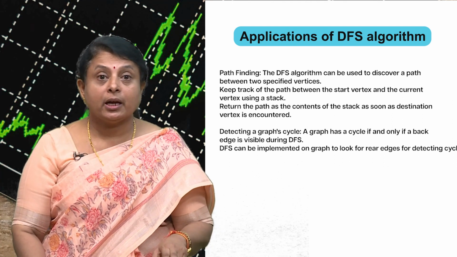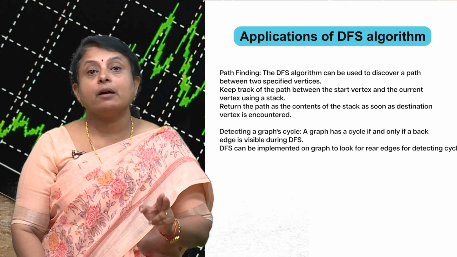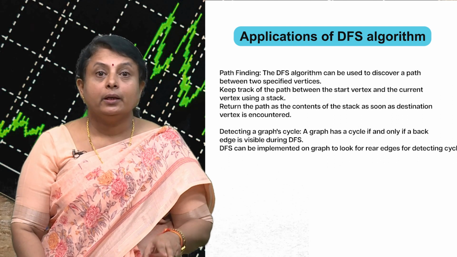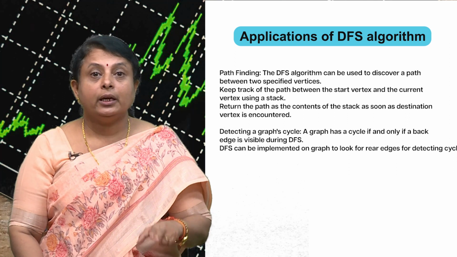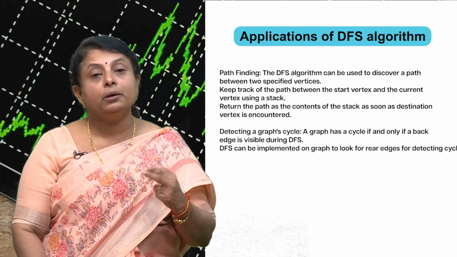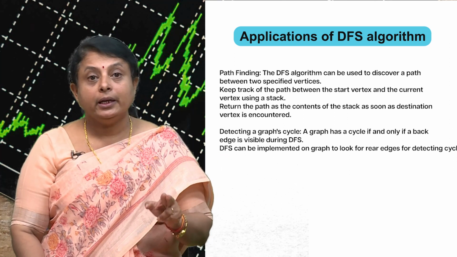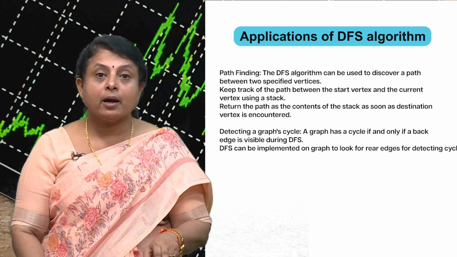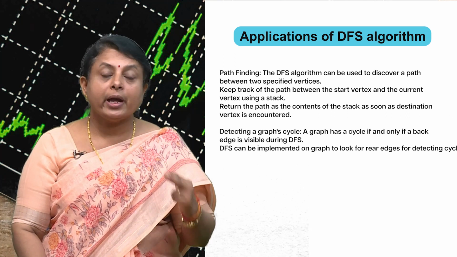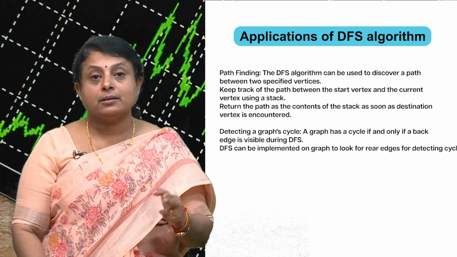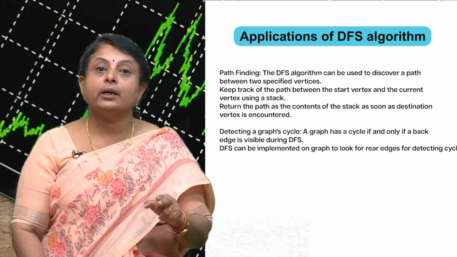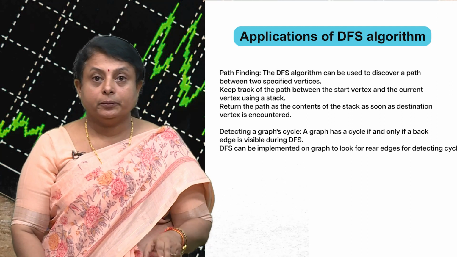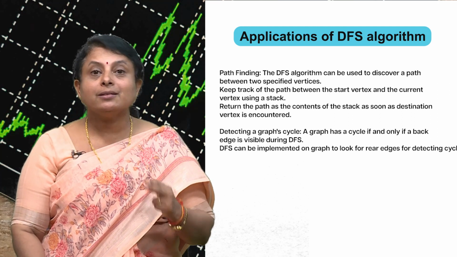Third application can be detecting a graph's cycle. A graph has a cycle if and only if a back edge is visible during DFS. DFS can be implemented on the graph to look for back edges for detecting cycles in the graph. So, DFS can be used to detect a graph cycle or to determine a cyclic graph.